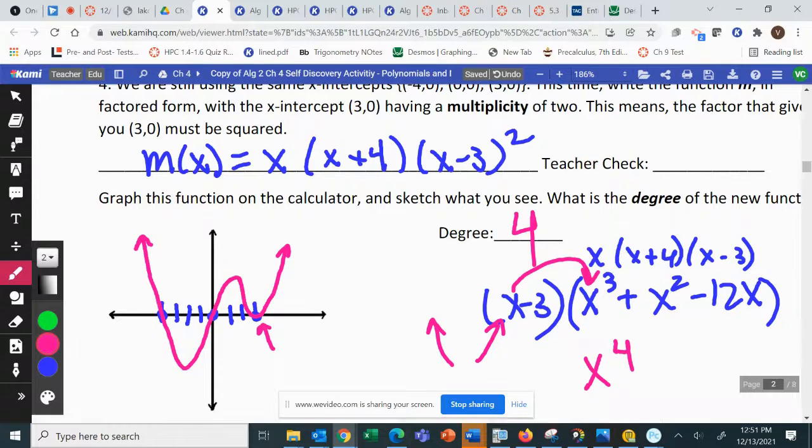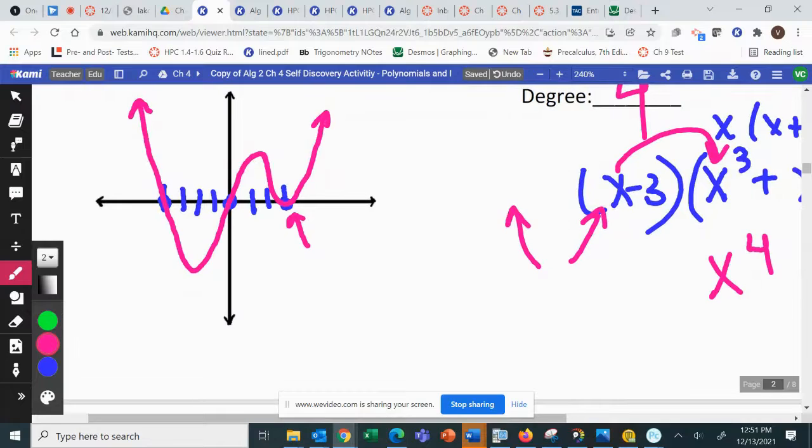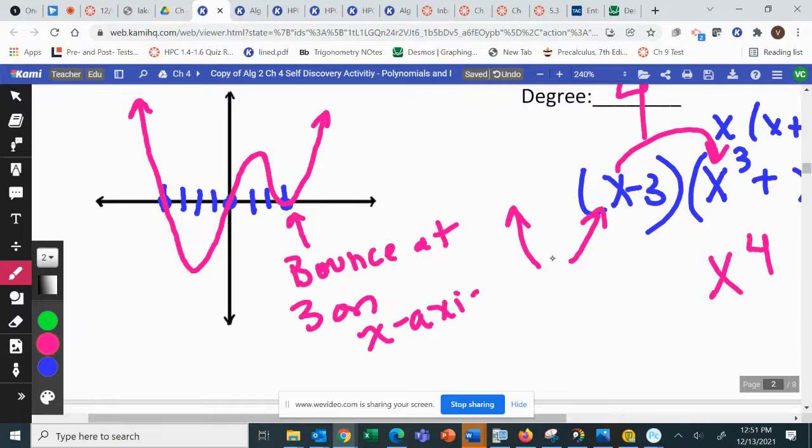So sometimes it looks terrible and you have to erase it and try it again. But you got to connect it so at -3 there's a bounce. I mean +3, sorry. Bounce at 3 on the x-axis. And then the other two don't have bounces.